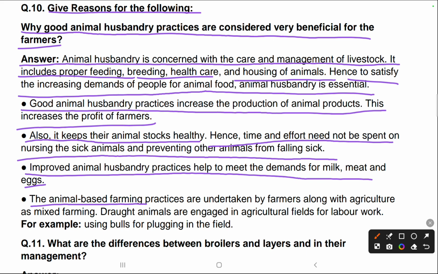The animal-based farming practices are undertaken by farmers along with agriculture as mixed farming. Draught animals are engaged in agricultural fields for labor work, for example using bulls for ploughing in the field.